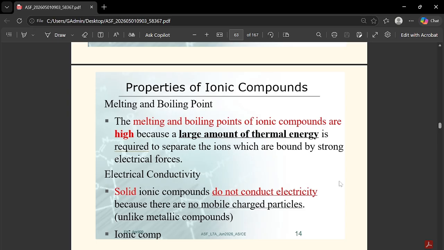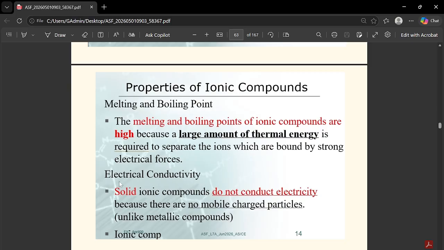But if you have a weak electrostatic force, as well as a weak intermolecular force, typically you don't need a lot of energy to break the bonds, therefore having a low melting and boiling point and needing a lesser amount of thermal energy to separate them.